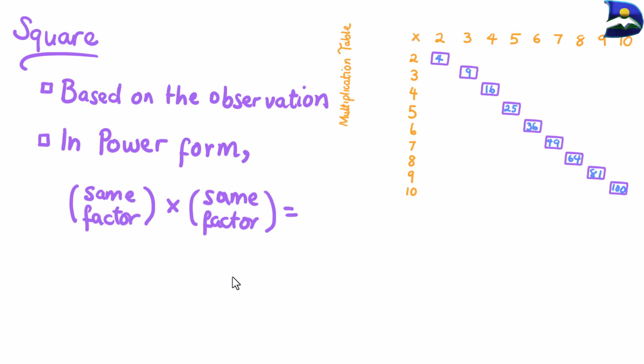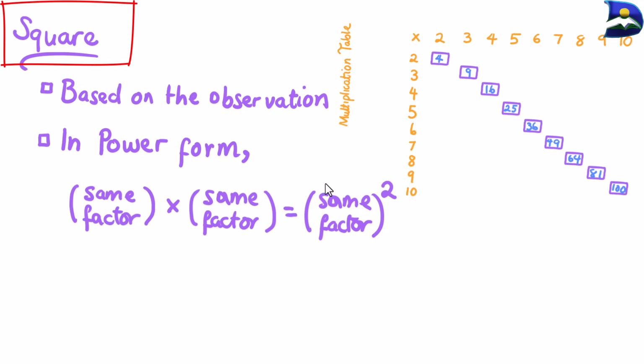And the power form shows us the same factor number to the exponent of what? How many of them are there? Which means we have 2 of the same factors that you're multiplying together, and that 2 that we have here represents the square of your same factor.